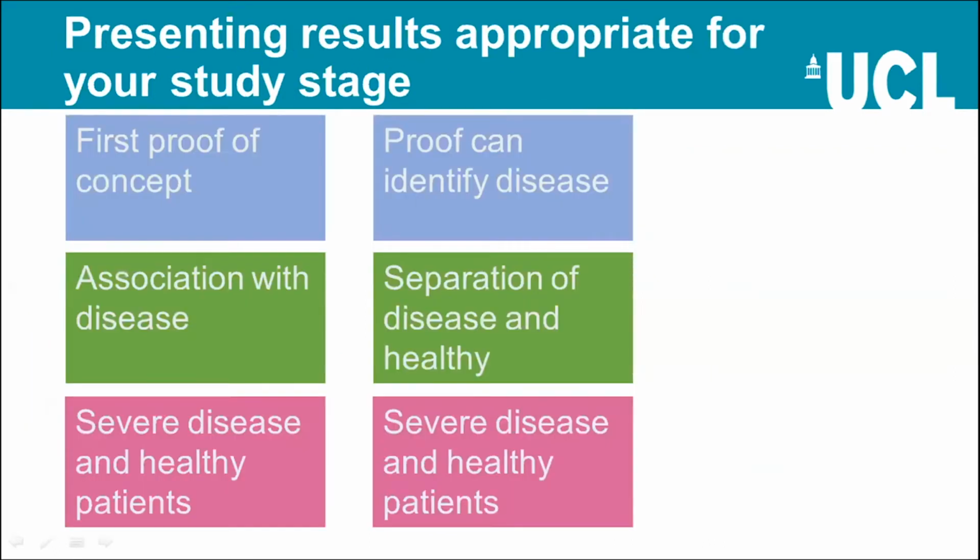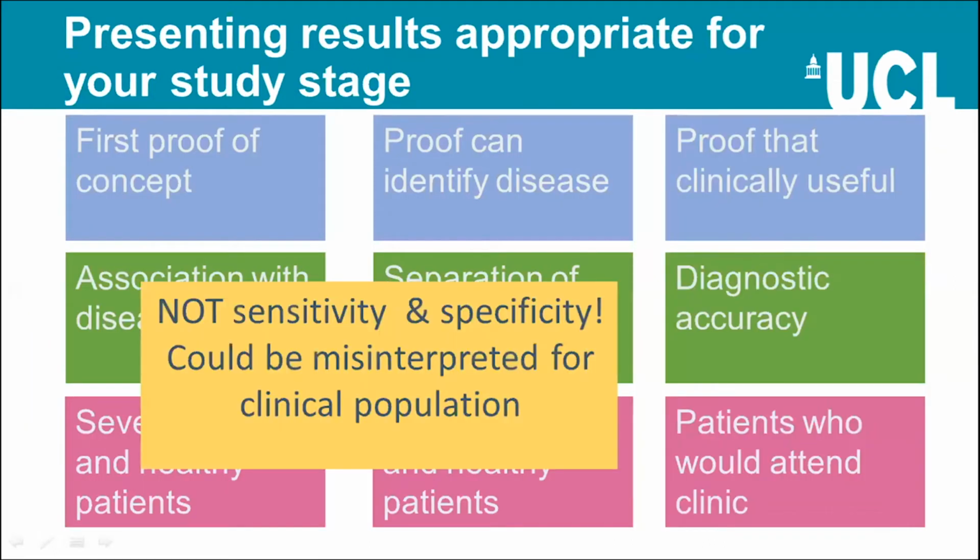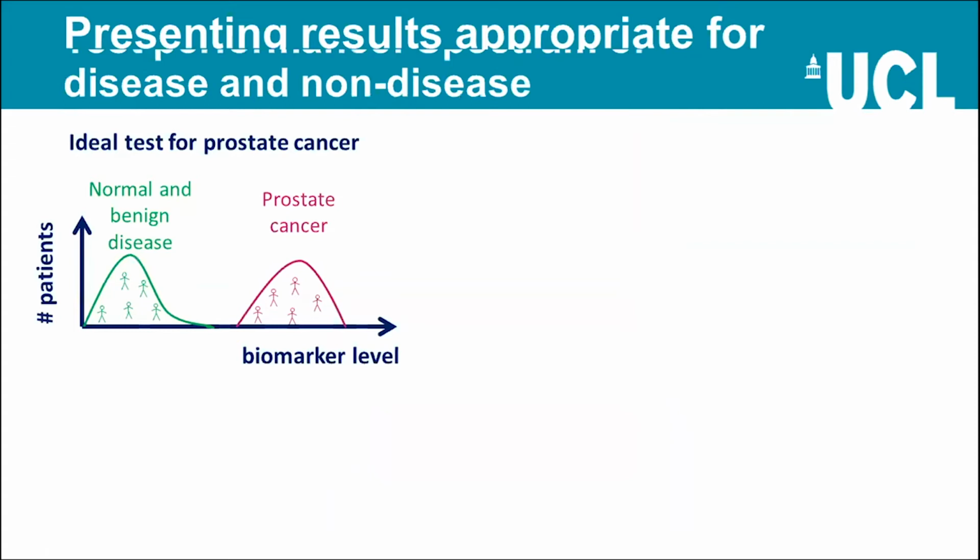Okay, so the important point here is if you're in the earlier stages, if you're doing something about detecting disease, don't use sensitivity and specificity, because someone could interpret that and think that's about a clinical population.